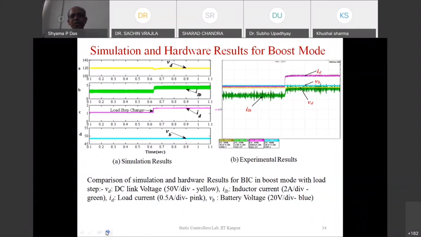So on the right hand side, we have a similar situation. This is the experimental result. The yellow plot is for the DC microgrid voltage, close to 120. The green one is the reference inductor voltage, and the pink one is the actual inductor current. The blue one is the battery voltage. The battery voltage is almost constant, and the battery operates in the discharging mode, which means conversion from 50 volt to 120 volt. Next slide.